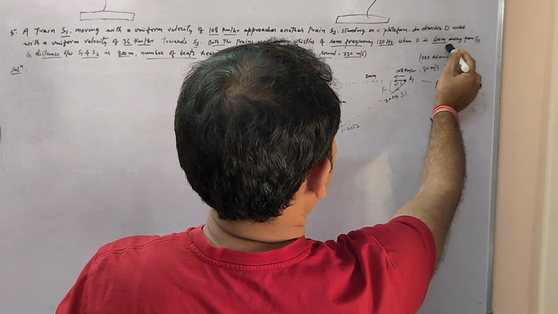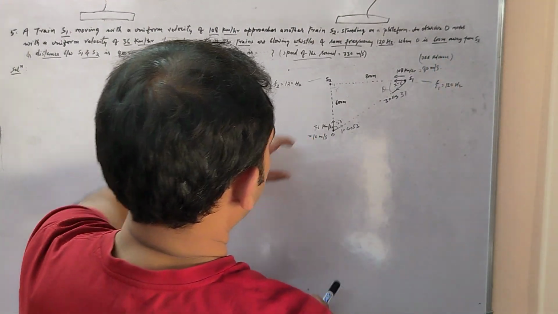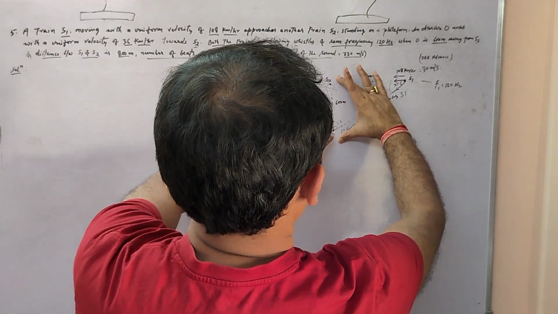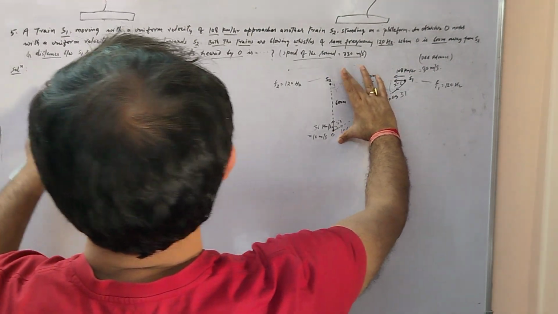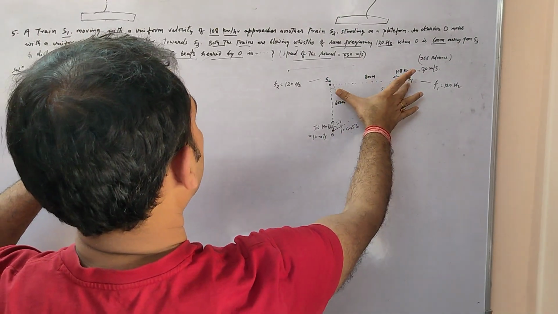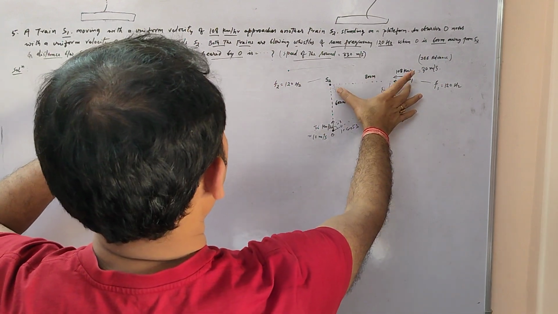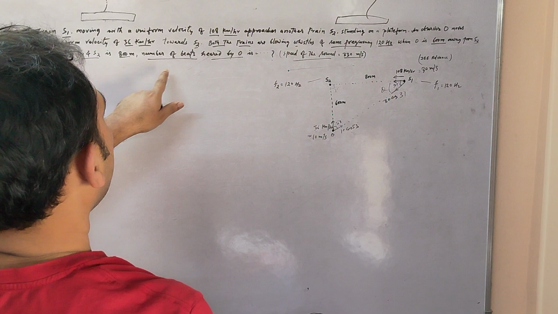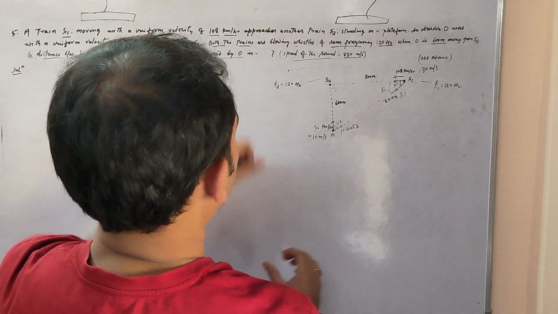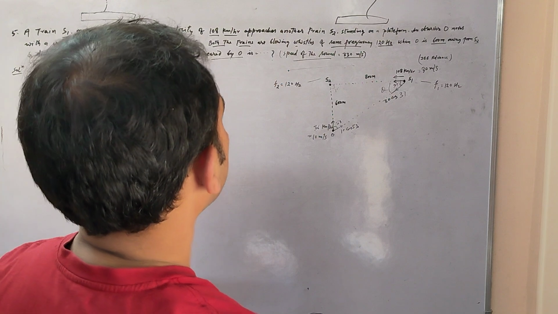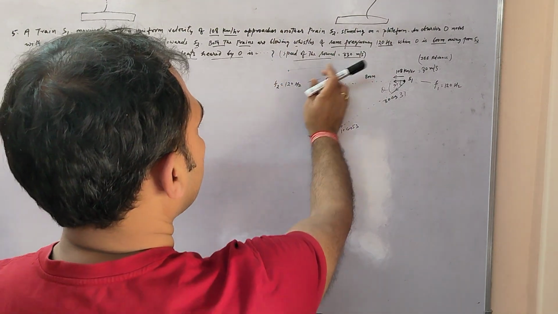When O is 600 meter away from S2, and distance between S1 and S2 is 800 meter, the number of beats heard by O in this scenario is asked. Okay, speed of sound is.